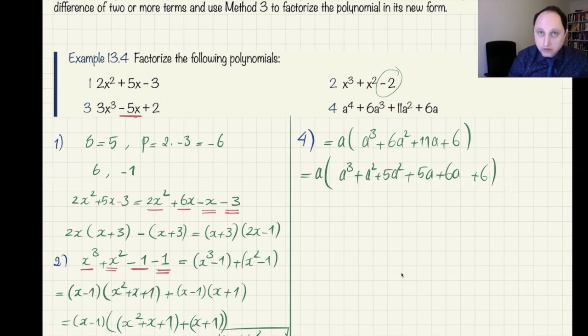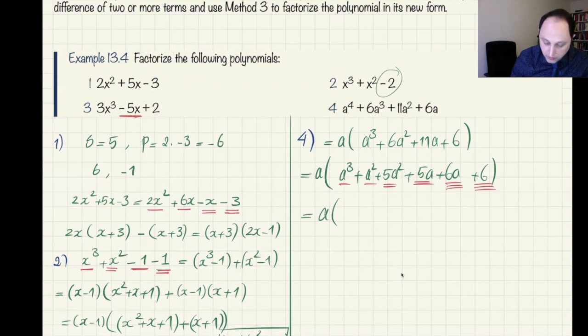But I want you to understand that this is a valid equality. This a cubed is this a cubed, and then a squared plus 5a squared is indeed 6a squared, and 5a plus 6a is indeed 11a, and 6 is the same thing. But what is the benefit of doing that? I can do grouping. I can take these two together, these two together, and these two together. Yes, so what can I do? I can just copy and paste this part.